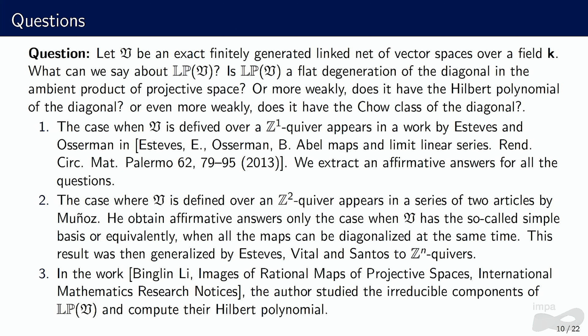Another related work is the work by Bing Li on images of rational maps of projective spaces. In a slightly different context, he studied the reducible components of the linked projective space, and he computed the Hilbert polynomial of the reducible components. But it's not clear how to manage all the information at the same time, so we cannot compute the Hilbert polynomial in general from the work of Bing Li.